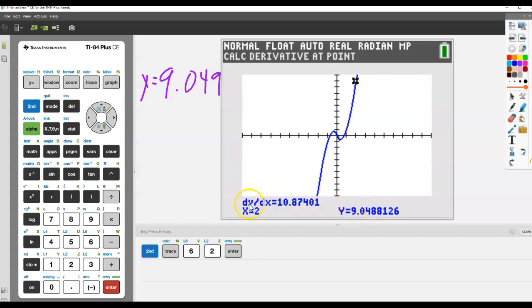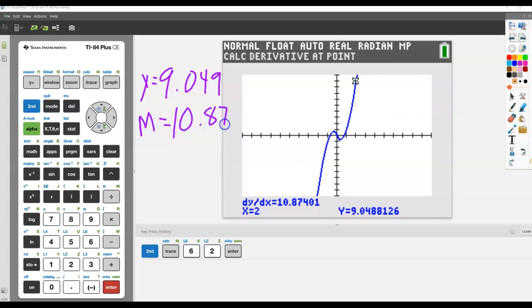But anyway, right here is your slope, 10.87401. So I'm going to write that up here. My slope is 10.874. And I'm going to stop at that third number after the decimal. And this time I'm going to keep it as 4 because the number after the 4 is less than 5. Okay? And so we have everything we need. We know the x value we're working with is 2. We know the y value is that.